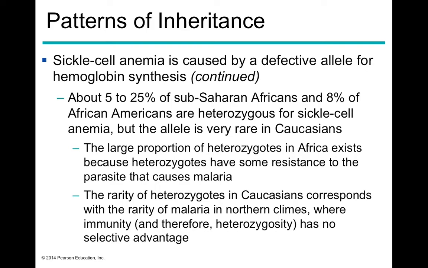8% of African Americans here in the United States are heterozygous for sickle cell anemia. And the allele is actually very rare in Caucasians. Why? Because the individuals who lived in Africa were exposed to malaria, and heterozygotes confer a little bit of resistance to the parasite that causes malaria. And so that means that it has a high percentage in African American populations, where it has a rarity in heterozygotes of Caucasians. And that corresponds directly with the rarity of malaria in northern climates.